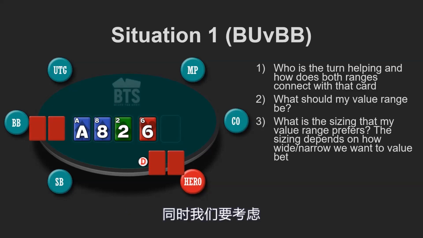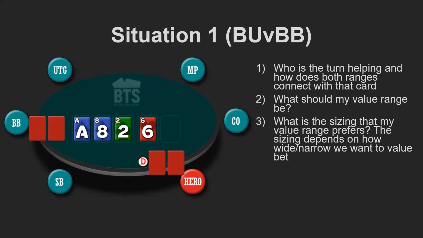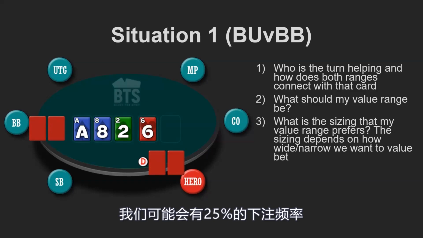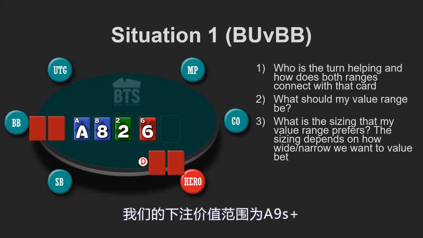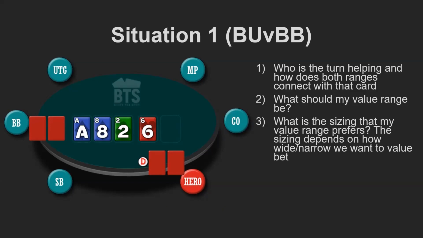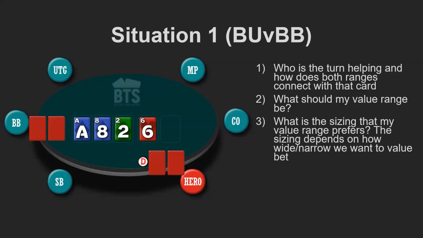Also, we have to think about whether we are betting a wide range. On the turn here, we're probably betting something like 25% of the time, because we use something like an overbet, and we also bet ace jack, ace 10, or ace 9 plus. That means our range is quite tight, and we cannot just blindly bet all of our draws, because that way we're just going to be over-bluffing.